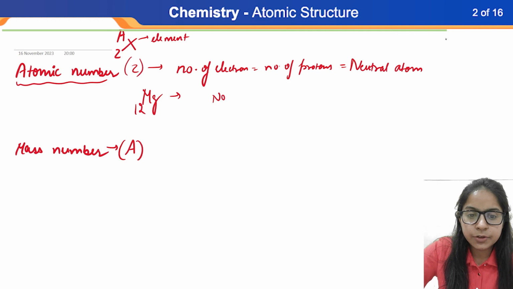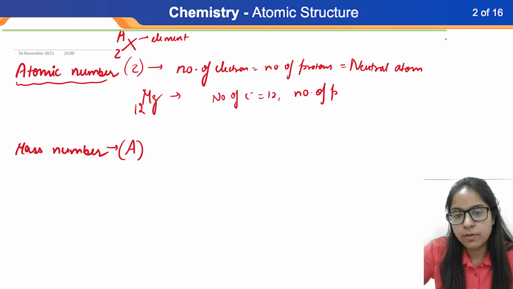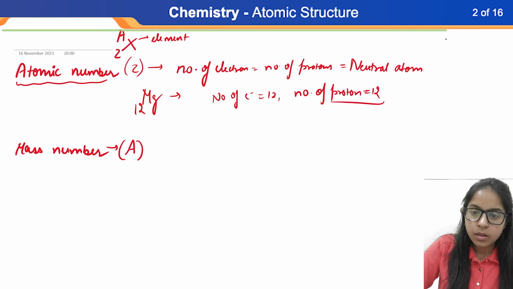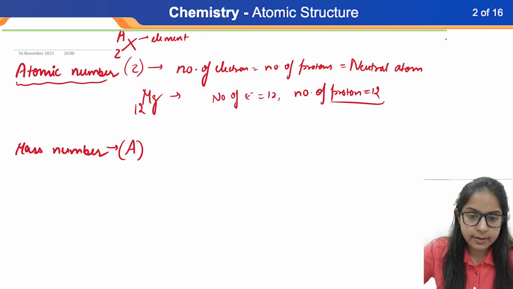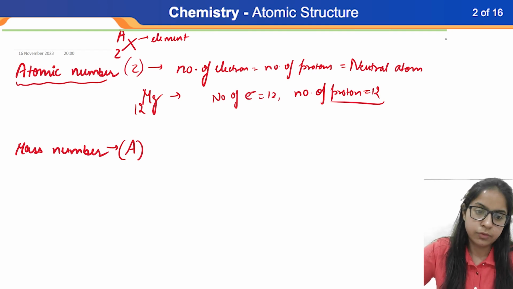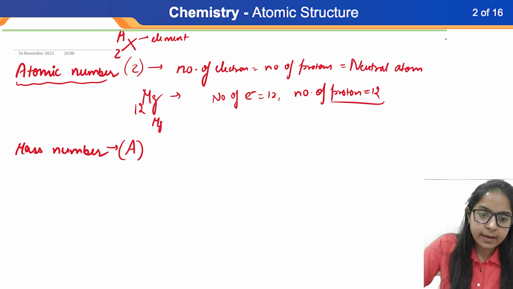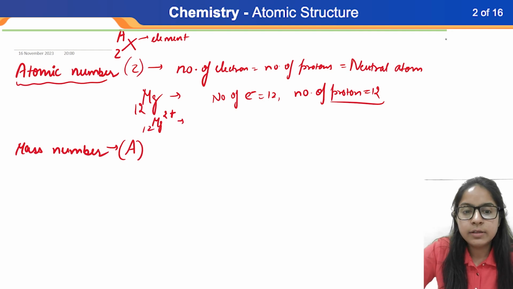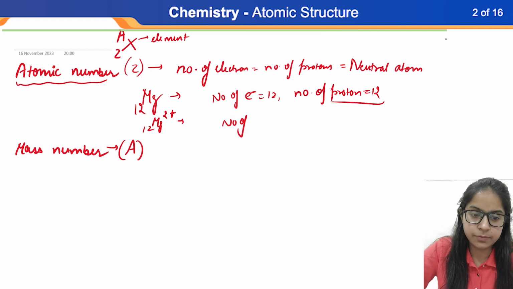Now the number of electrons in Mg is 12, and the number of protons in Mg is 12. So in the neutral atom, we have 12 electrons and 12 protons. Now suppose I take a non-neutral atom, one with a positive charge. A positive charge means there is a deficiency of electrons. If 2 units of positive charge are there, the number of electrons is 10.